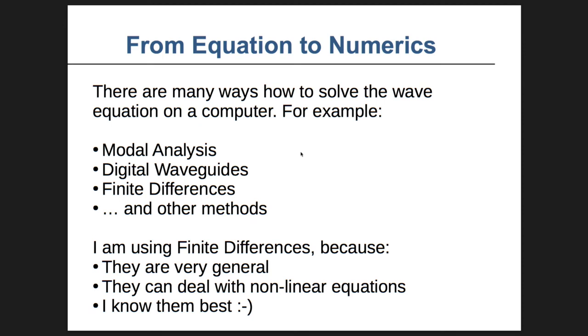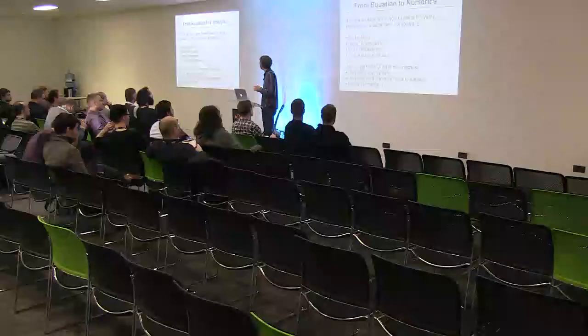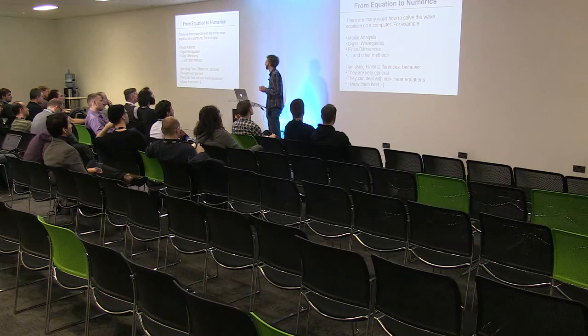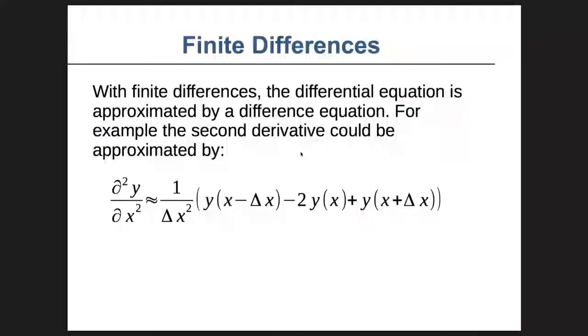I am using finite differences because they are very general, and I know them best. But they are not the fastest. I haven't tried it myself, but digital waveguides would probably be faster. Finite differences means that we approximate the differential equation with a finite difference equation, for example, as shown on the screen. Don't worry too much about it.